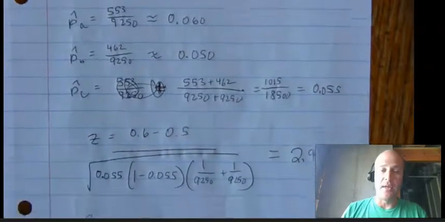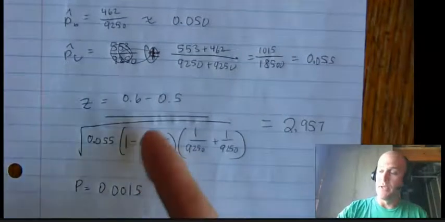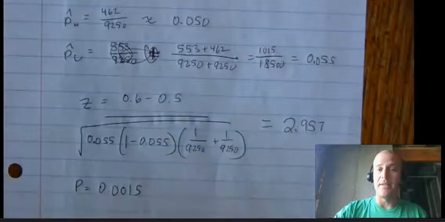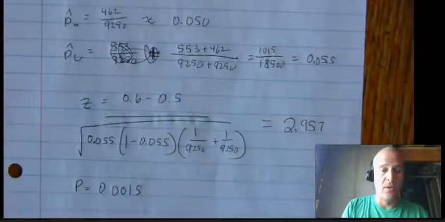And then to show the mechanics, your job is to plug in your difference of proportions and your standard error, and to get a z-score of 2.957, and the p-value is less than 1%.